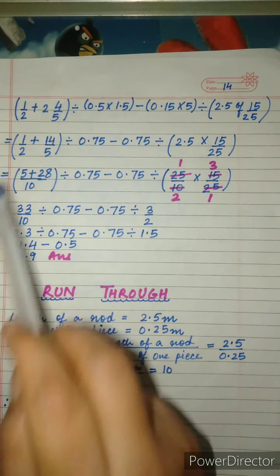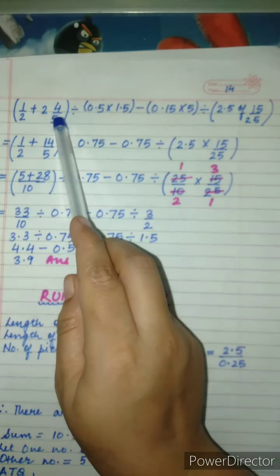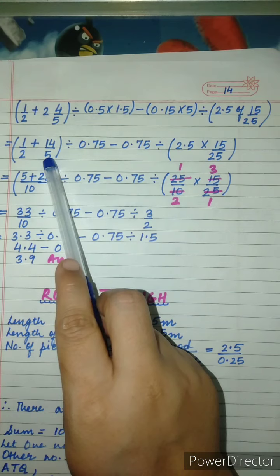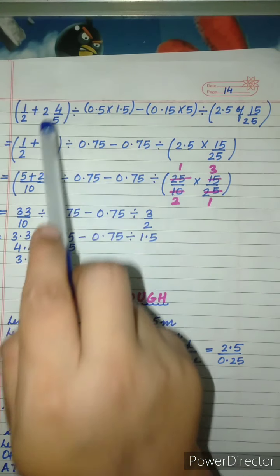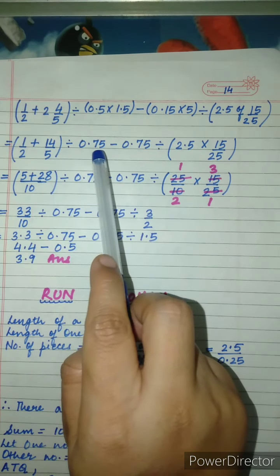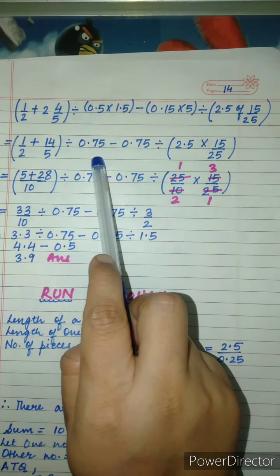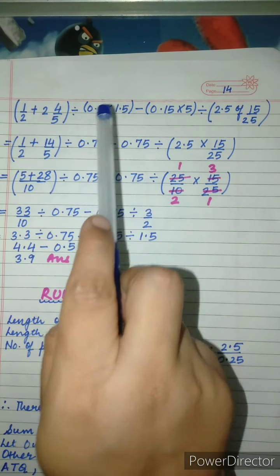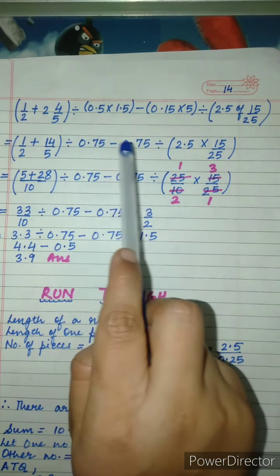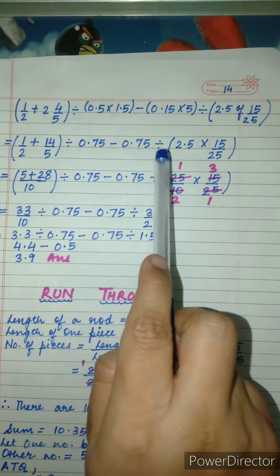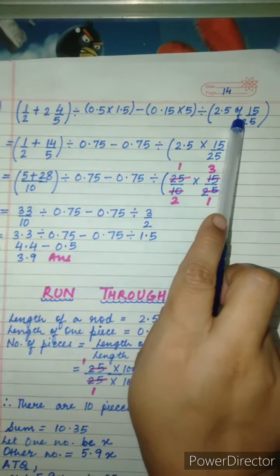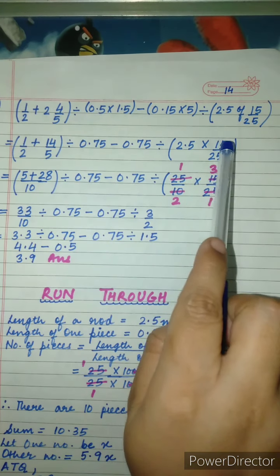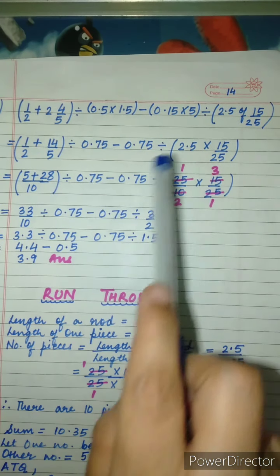So I have written this as 1 by 2. This is in mixed fraction, so you will make it improper, that will be 5 plus 10 plus 4 will be 14 upon 5 divided by 0.75. When we have multiplied these two decimal numbers, we get 0.75 minus 0.75 divided by 2.5 of 15 by 25, where "of" means multiply.